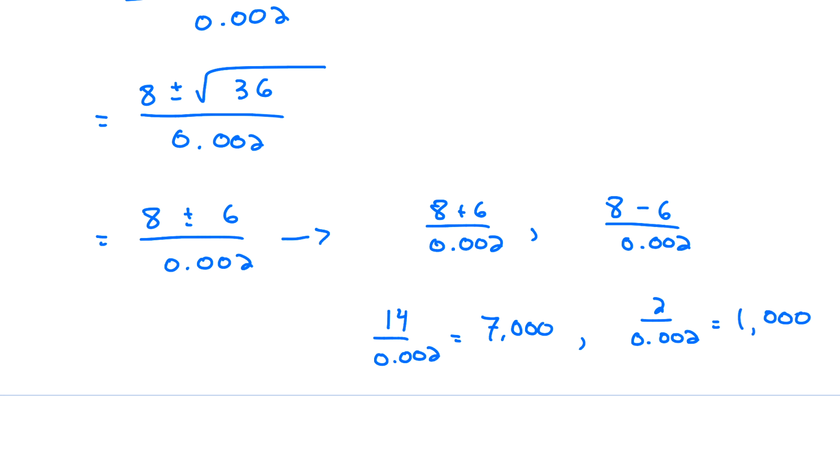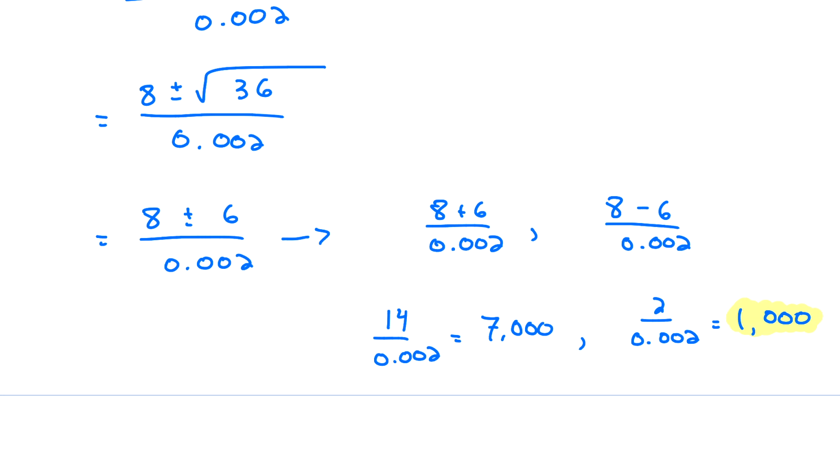Now, if it asked for both break-even quantities, then okay, we would need them both. But in this particular case, we're only looking for the smaller break-even quantity. So we're only looking for that 1,000. So at 1,000 units manufactured and sold, my revenue is exactly equal to my cost. So that's finding break-even quantities.